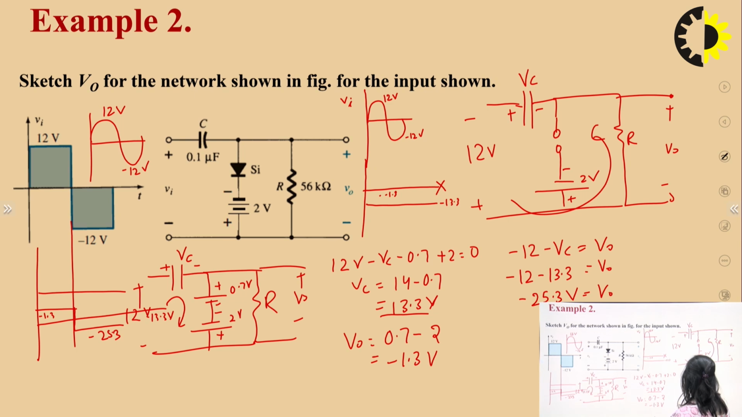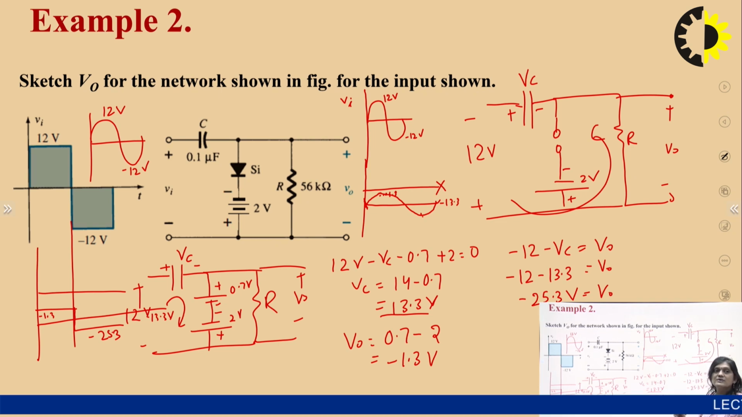And in the negative half cycle the output is minus 25.3. So 25.3 will be here. So now we will draw from here to here. We will start from the DC level and we will end up at the DC level. Here it will be minus 1.3 and here it will be minus 25.3. So this is how we will do the analysis when we have a sine wave.